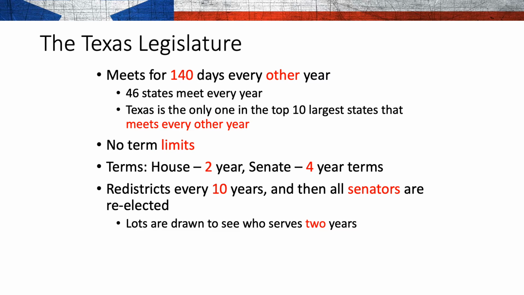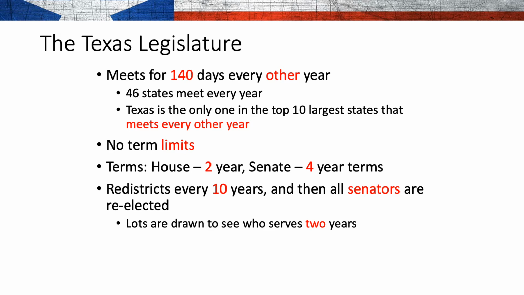orders. The Texas Legislature meets for 140 days every other year. So they don't meet every year, and they don't meet all the time. This is not a 40-hour-a-week, 50-week-a-year job. In 46 states, the legislature meets every year. And Texas is the only one in the top 10 largest states that meets every other year, which is interesting. You would think that a state as big as Texas would need their legislative branch to be working every single year, not just every other year.